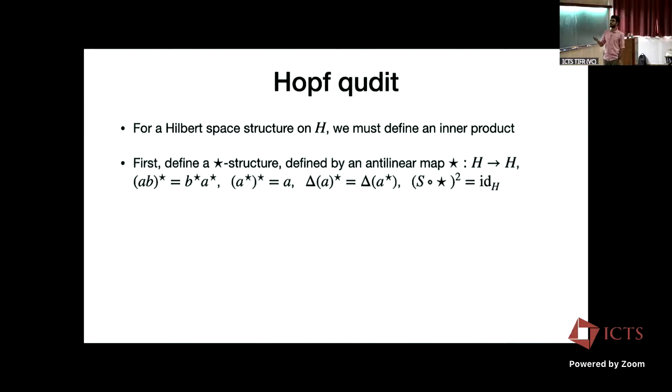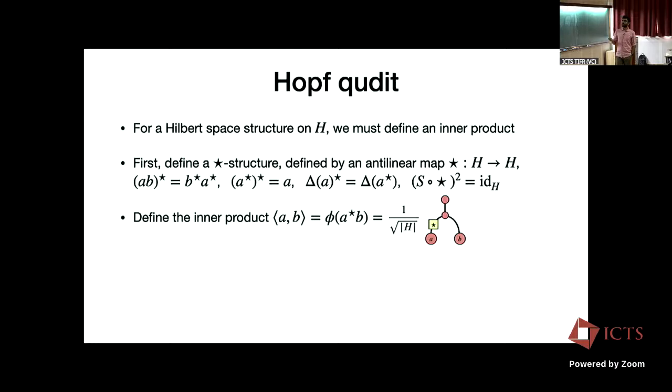So for that, we need to define a star. What is a star? Sanjay already talked about this in his talk. Essentially, it's what tells you how to turn an operator into its dagger. The more general setting is von Neumann algebras, C-star algebras, but here, because we're again working with finite dimensional Hilbert spaces, it's much simpler. You'll see. So using this star, which is an antilinear map, I can define an inner product.